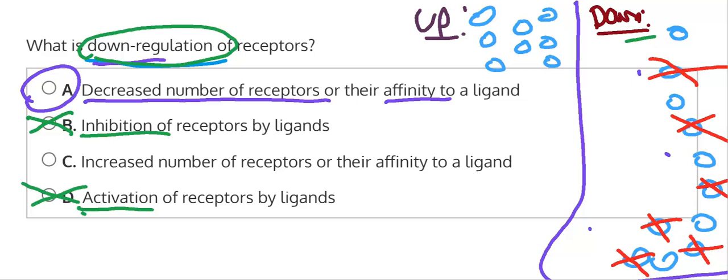And then looking at option C, increased number of receptors or their affinity to a ligand. This is the opposite of what we were looking for in option A. As you see, decreased number of receptors was down regulation. In option C, when it has increased number of receptors, that would be the opposite. That would be up regulation. So option A would be the correct choice here.